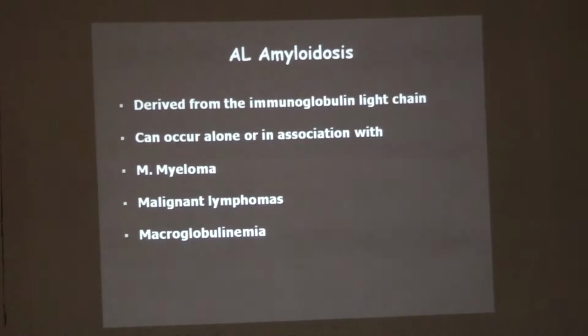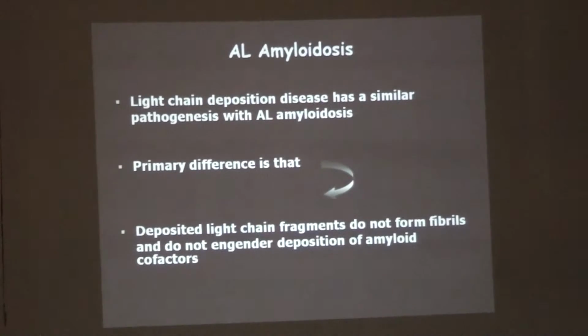So what is AL amyloidosis? This is derived from the immunoglobulin light chain and can occur alone or in association with multiple myeloma, malignant lymphoma, mostly non-Hodgkin's lymphoma, and Waldenstrom macroglobulinemia. Light chain deposition disease has a similar pathology to AL amyloidosis. The primary difference is that the deposited light chain fragments do not form fibrils and do not engender deposition of amyloid protein.